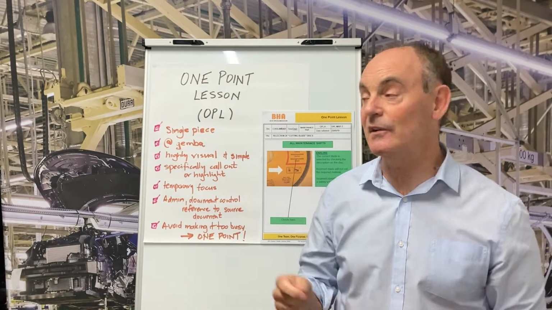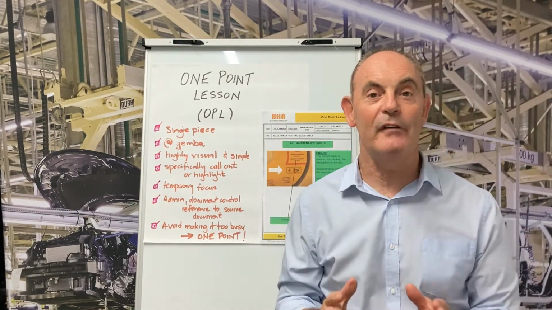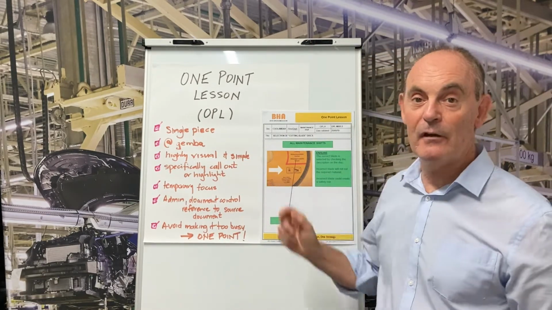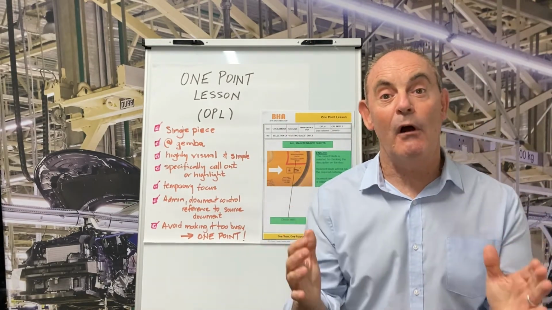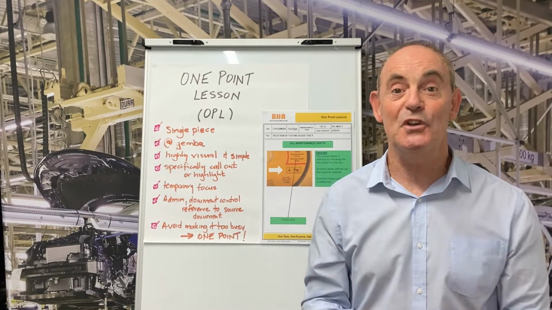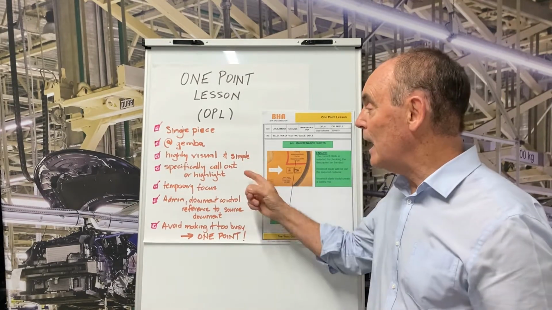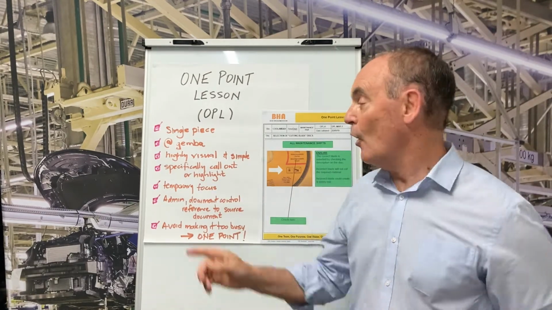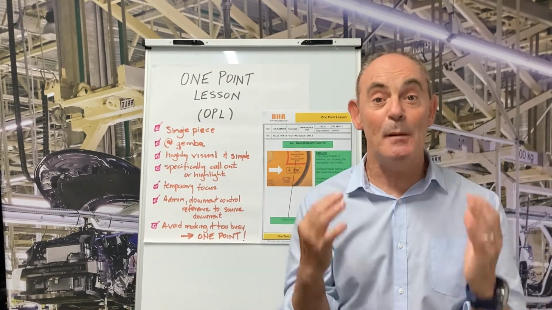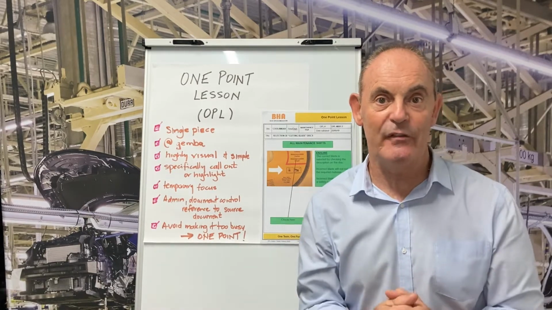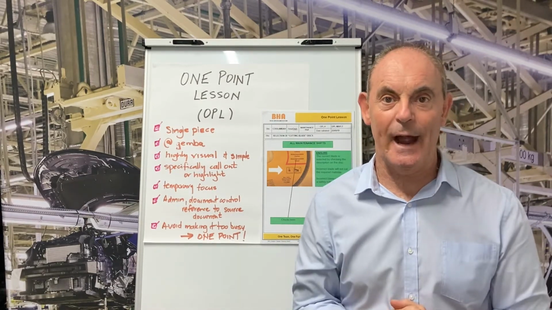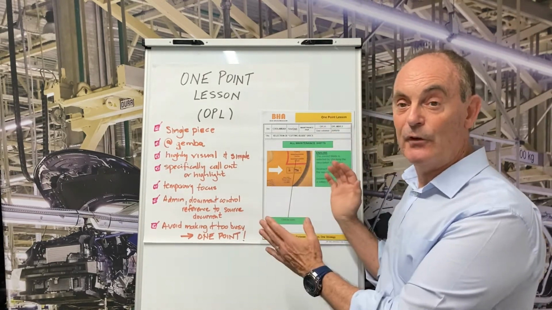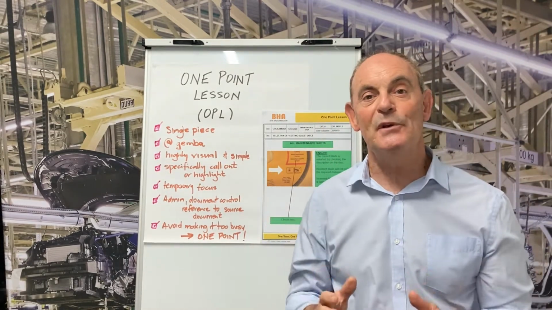Now, a one-point lesson is a single piece of information located at the Gemba, which is highly visual and very, very simple. It's derived from the standard operating procedure or a work instruction where we specifically want to call out a piece of information, or we want to highlight and put a temporary focus on a particular piece of information for a particular outcome.